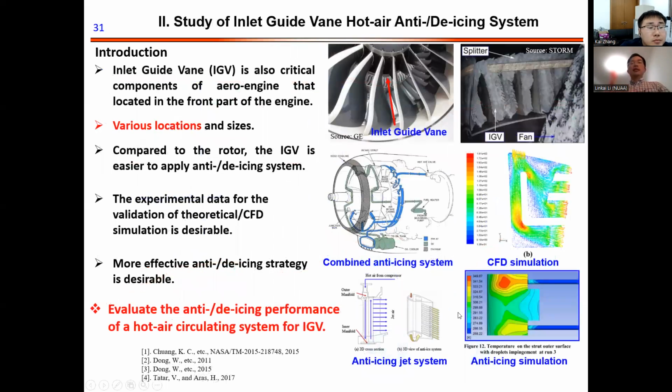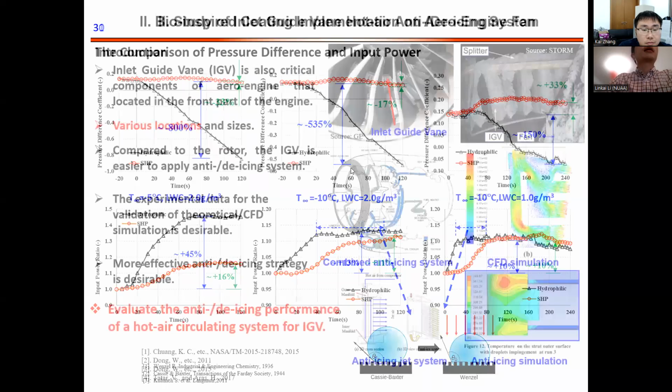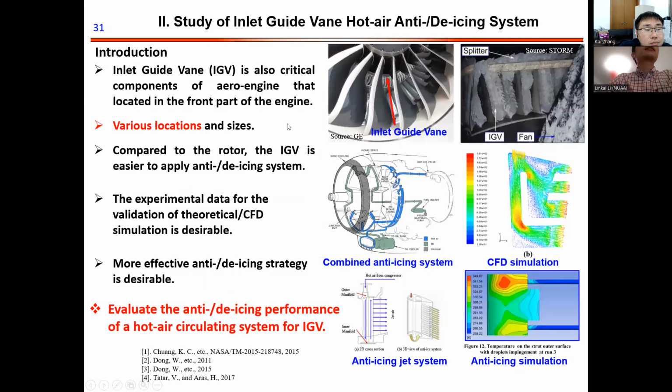So these are the tests for the bio-inspired coating for the aero-engine fan blade anti-icing technology. The last part I want to introduce is the ice accretion for the inlet guide vane. The inlet guide vane is also one of the critical components of the aero-engine. There are various locations and sizes you see at the inlet of the compressor. When ice builds up on the inlet guide vane, it also blocks the air passage.